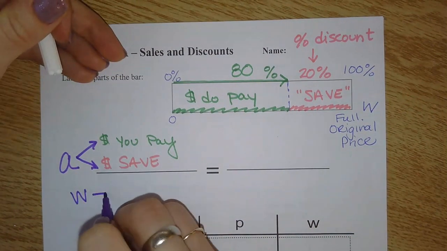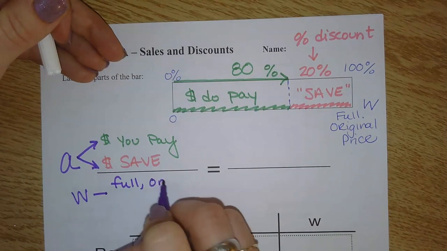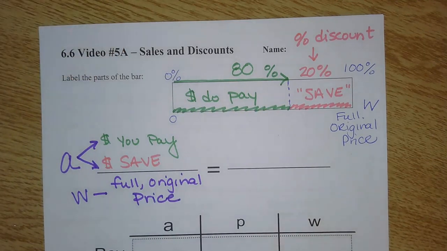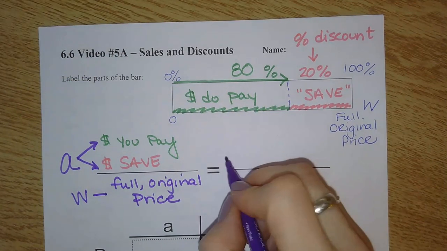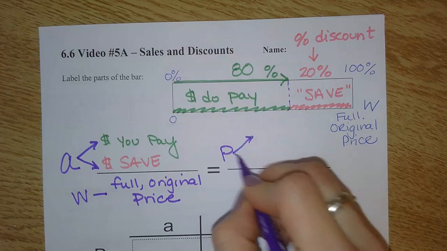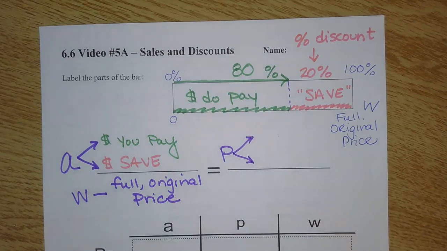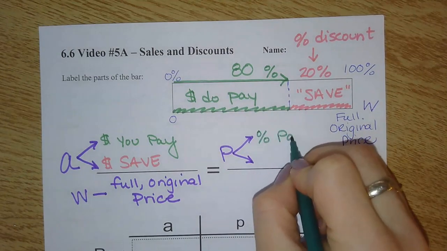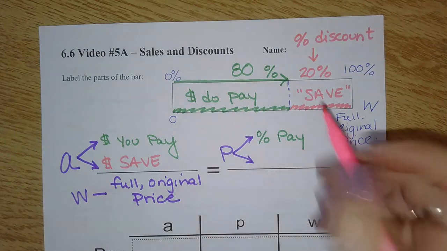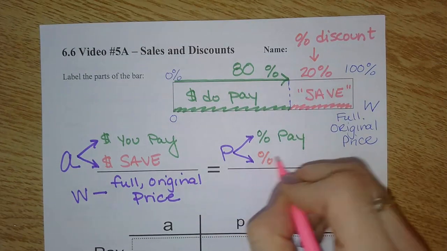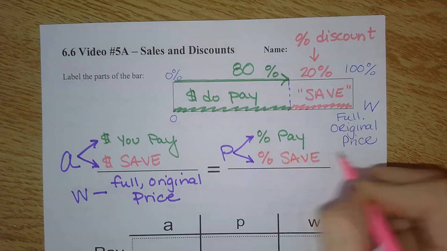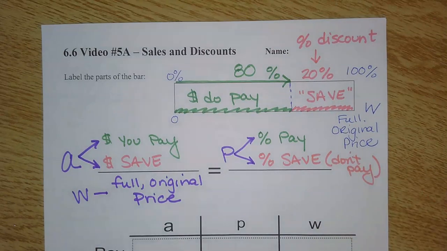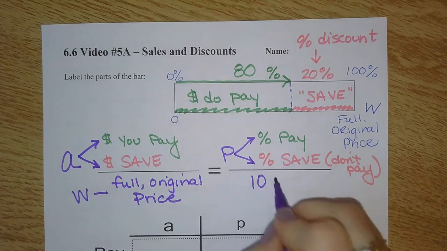Down here, I still have W, which is the full original price. And then I could think about P here. Again, I have two choices. I could look at the green P, which is the percent that I pay, or I could look at the pink P, which is the percent that I save or don't pay. And then this is always still 100.